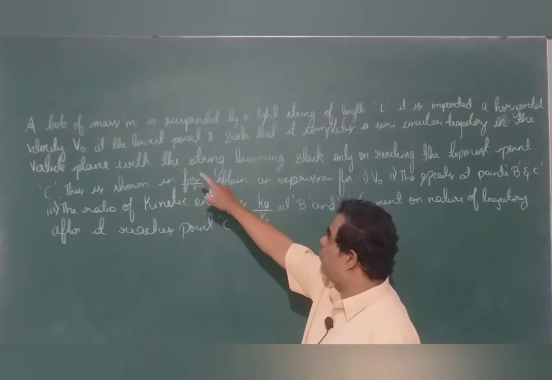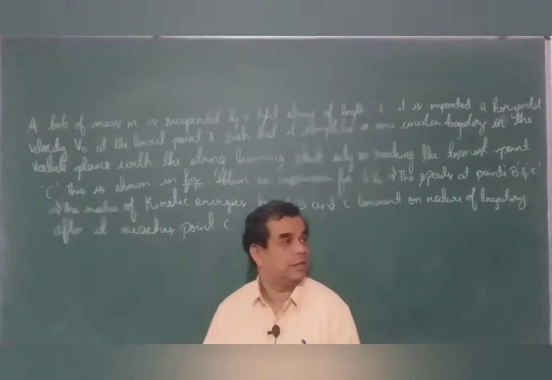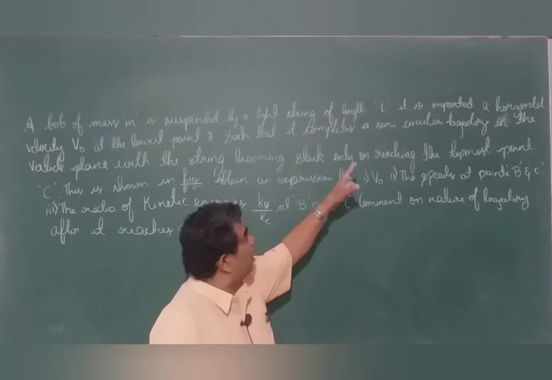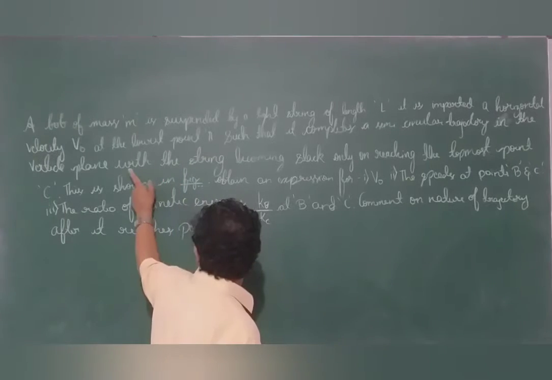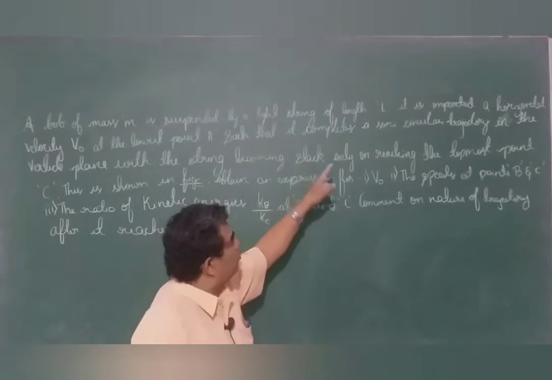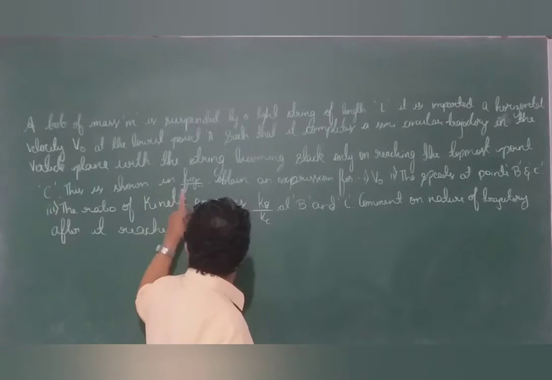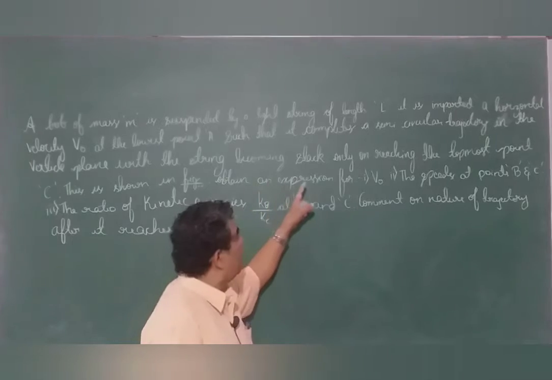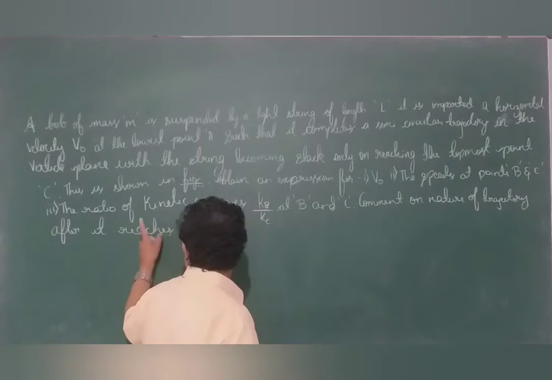A bob of mass m is suspended by a light string of length L. It is imparted a horizontal velocity v naught at the lowest point A such that it completes a semicircular trajectory in the vertical plane with the string becoming slack only on reaching the topmost point C.